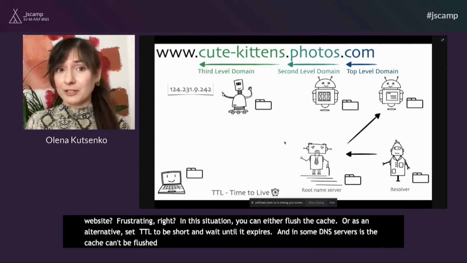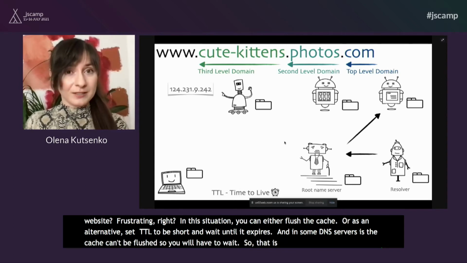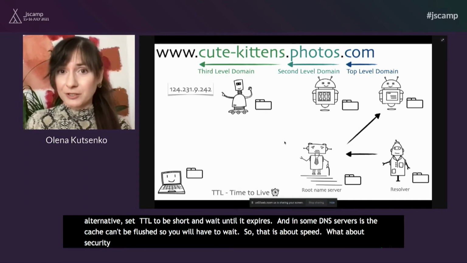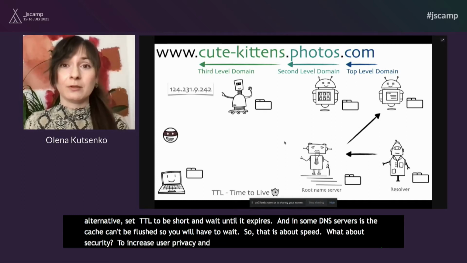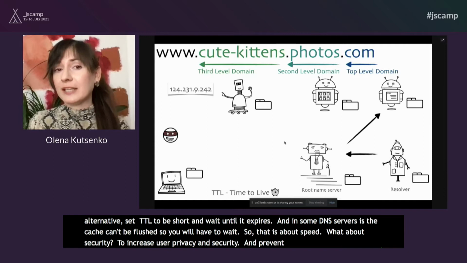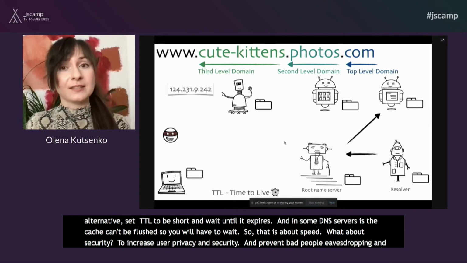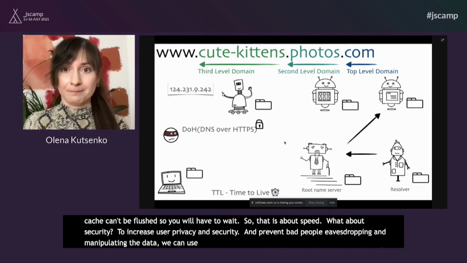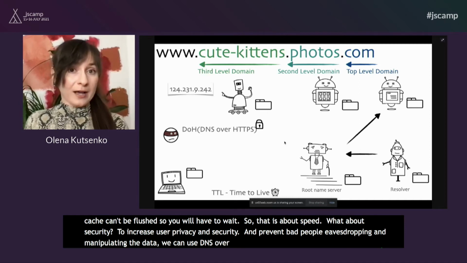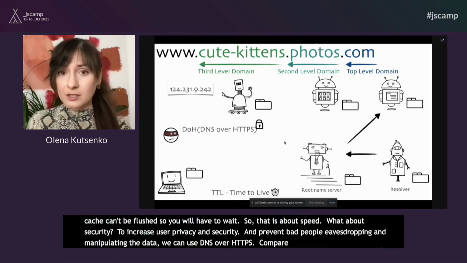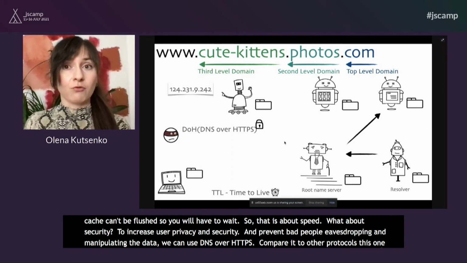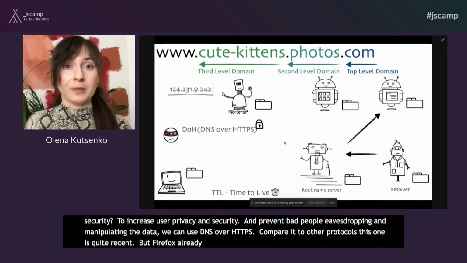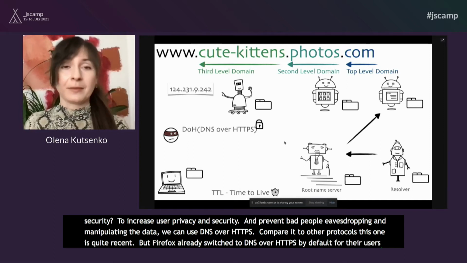What about security? To increase user privacy and security and prevent bad people from eavesdropping and manipulating the data, we can use DNS over HTTPS. Compared to other protocols, this one is quite recent, but Firefox already switched to DNS over HTTPS by default for their users, at least in some locations.